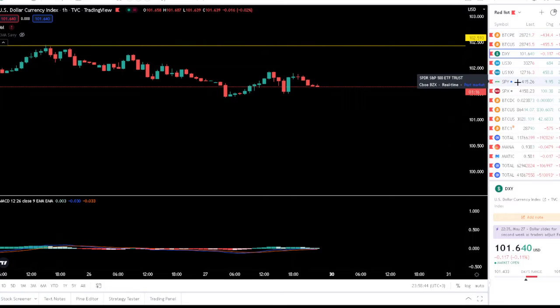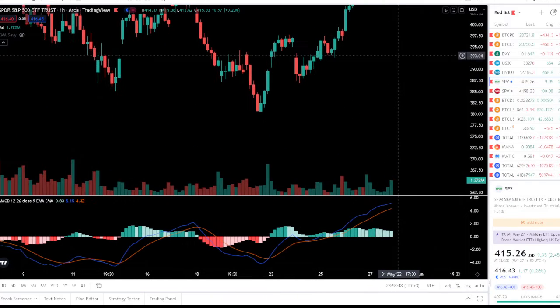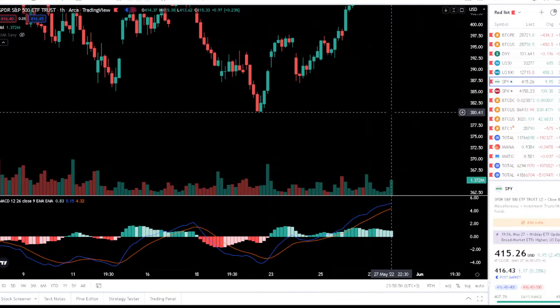If we look at the SPY, a few days ago, I believe we were below. We had 392 maybe. What's this level? 380.